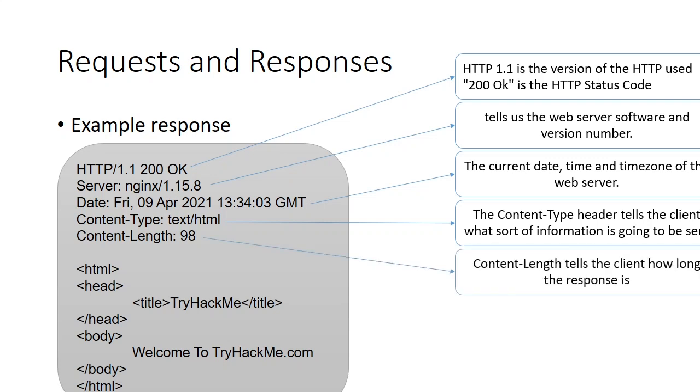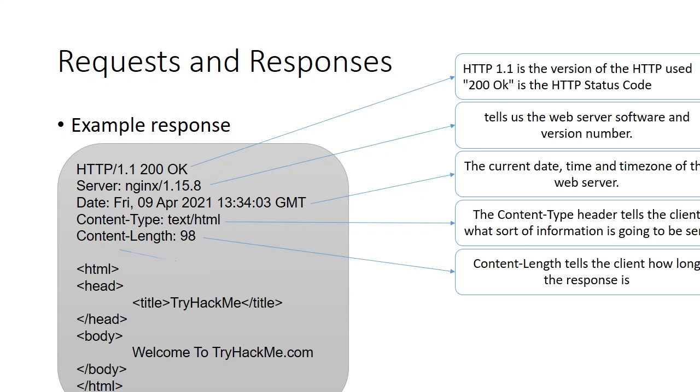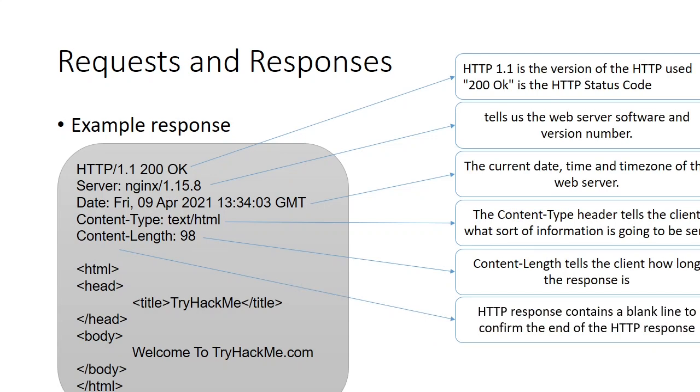The content length tells the client how long the response is, so that it knows if there is data missing or not. Then, like for the request, there is a blank line to confirm the end of the HTTP response, and then the rest is the information that has been requested, and in this instance, it's the home page.